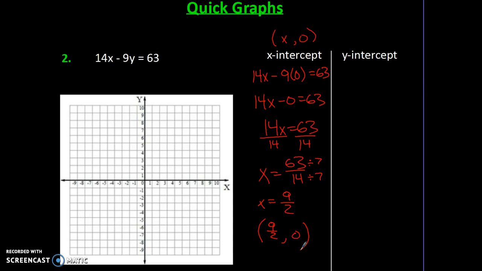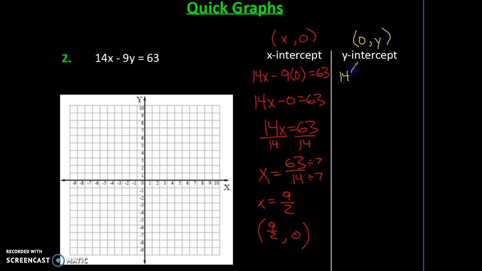Now, in the previous example, we took that coordinate and we plotted it. If you take a look at our graph, it's a little difficult to plot a fraction, a 9 halves. All right? So let's solve for the y-intercept now. Let's see if that gives me anything. So I know that for the y-intercept, the x is always going to be 0, and y is going to be some number. So let's solve for this one this time.